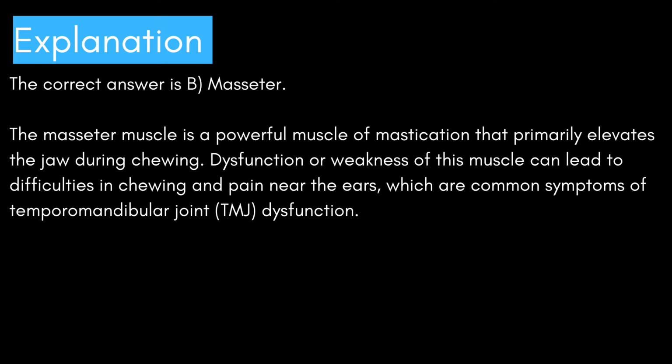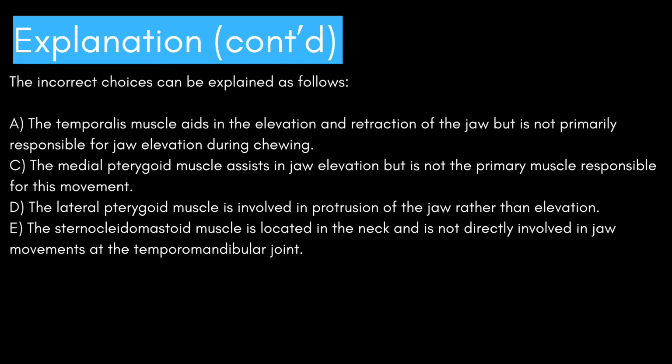All right, let's go ahead and see why the other answer choices are incorrect. The incorrect choices can be explained as follows. A, the temporalis muscle aids in the elevation and retraction of the jaw, but is not primarily responsible for jaw elevation during chewing. C, the medial pterygoid muscle assists in jaw elevation, but is not the primary muscle responsible for this movement. D, the lateral pterygoid muscle is involved in protrusion of the jaw rather than elevation. E, the sternocleidomastoid muscle is located in the neck and is not directly involved in jaw movements at the temporomandibular joint. All right, now that we have covered this question, let's move on to look at the next question.